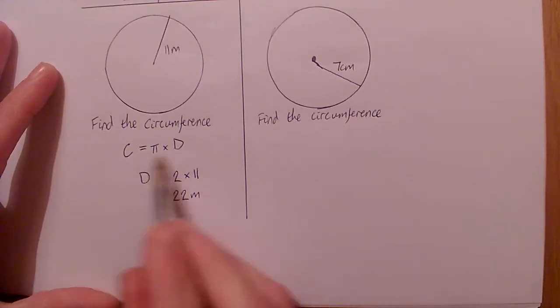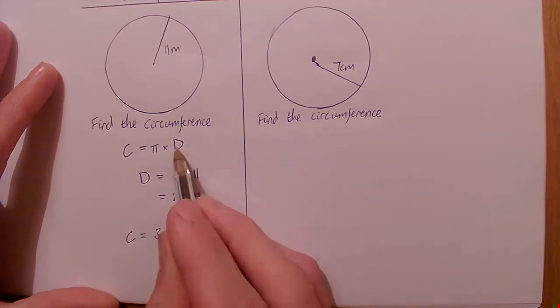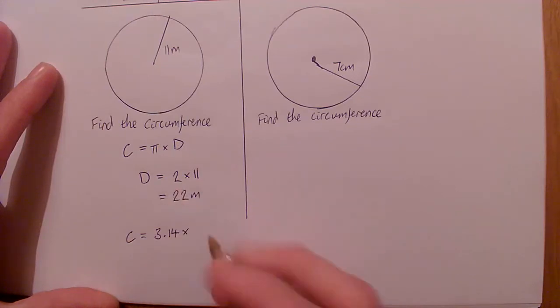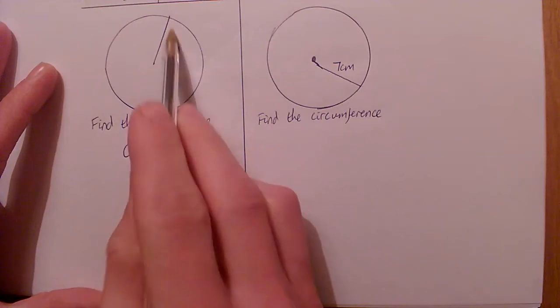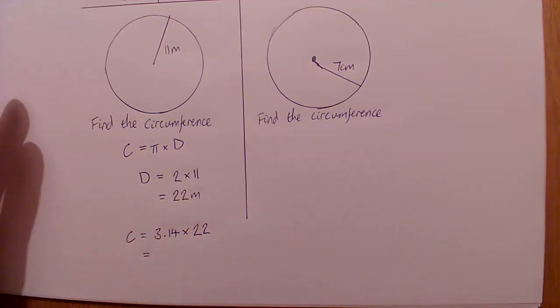Now we're going to put it into this bit. So that is C equals, and instead of pi, we put in 3.14. Instead of the diameter, we worked out that that is 22. Don't put the 11 in, that's only halfway, that's the radius, but here we've got the diameter. So we're in 3.14 times 22, and we're going to look at that on our calculator again.